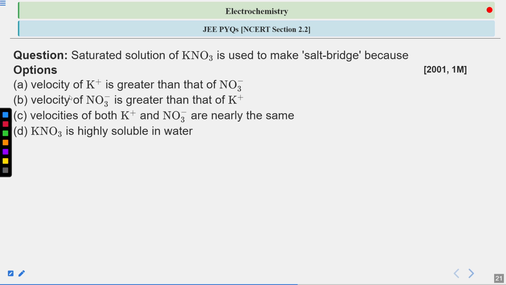Options are: the velocity of K positive is greater than that of NO3 negative; the velocities of both K positive and NO3 negative are nearly the same; KNO3 is highly soluble in water. So you have to tell which is the correct reason for using the saturated solution of KNO3 to make the salt bridge. You have been given some time, try to solve this, and then we will see which is the correct answer.